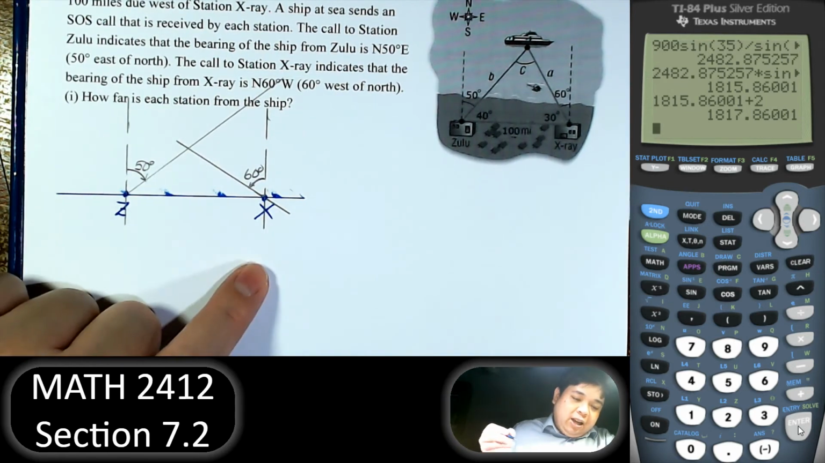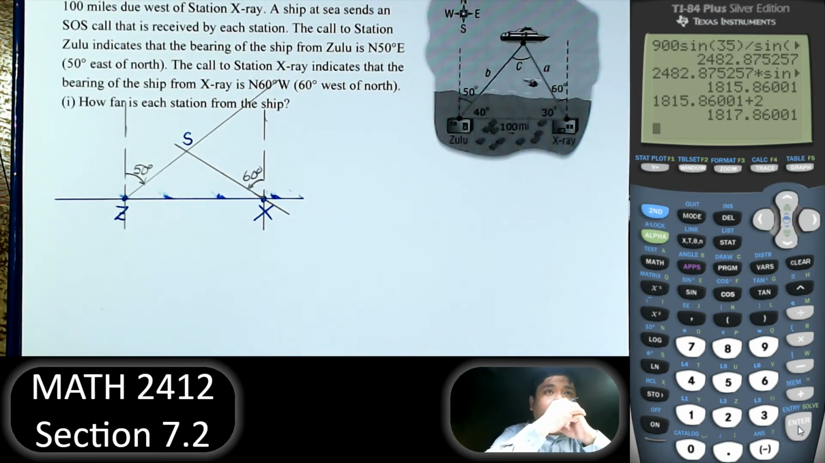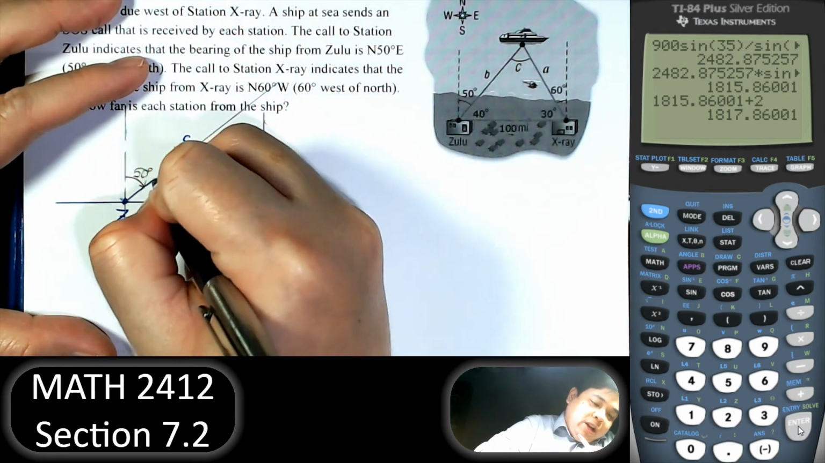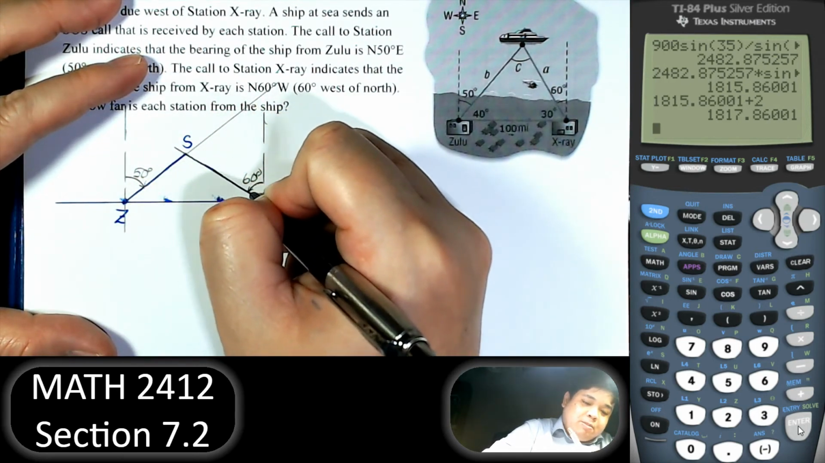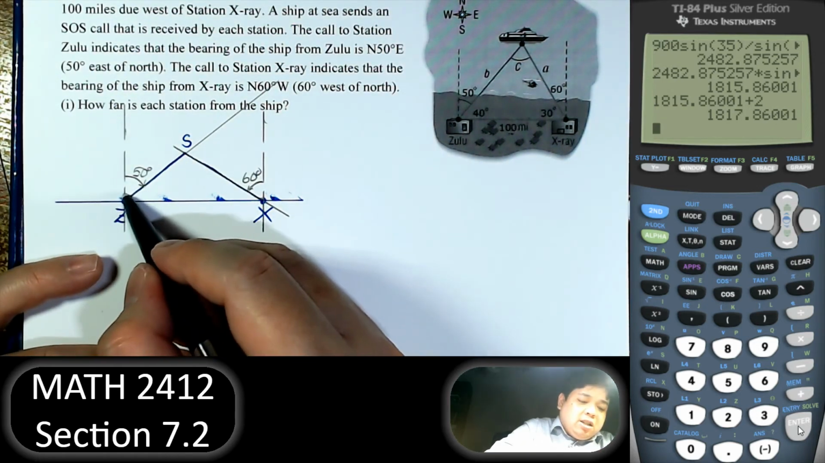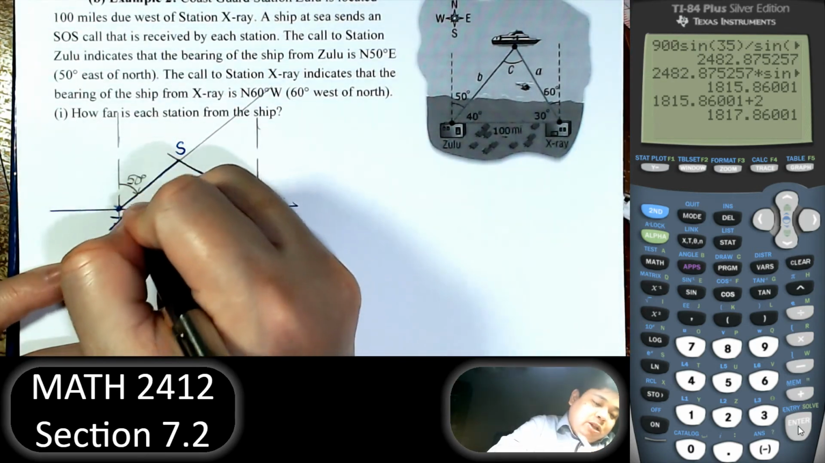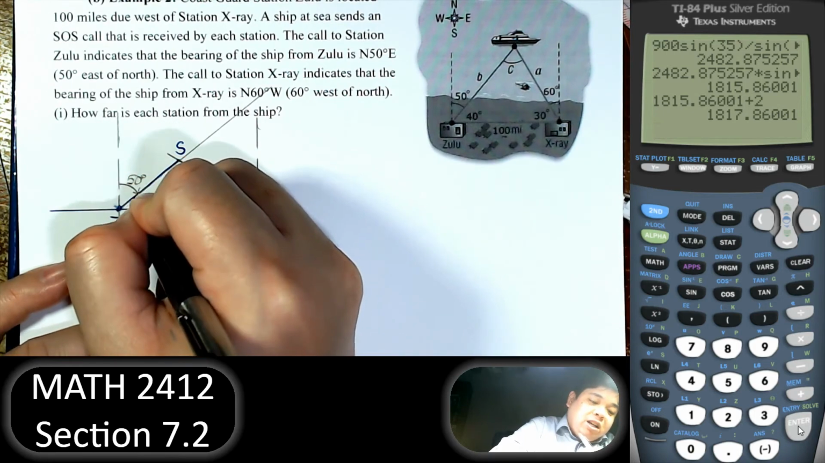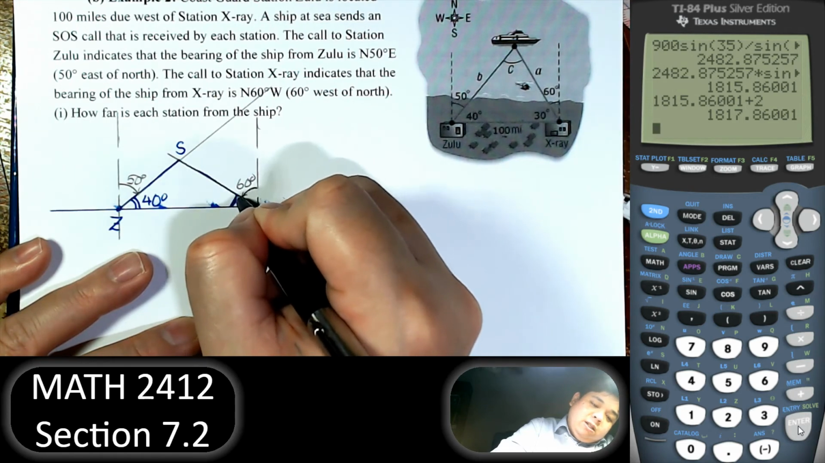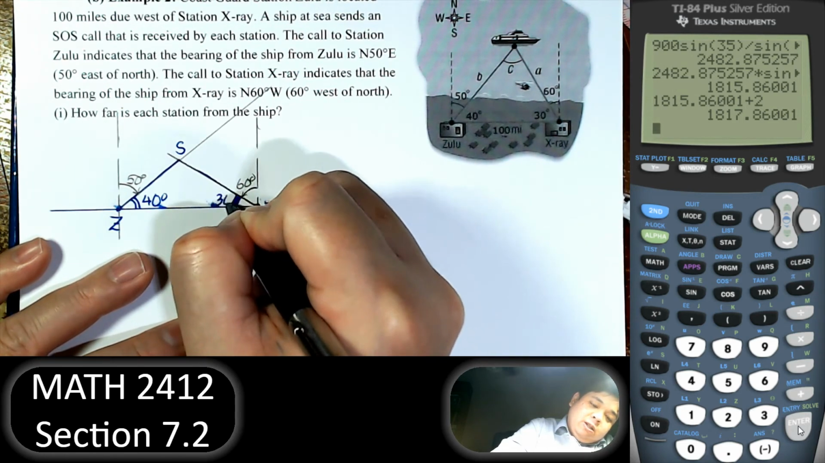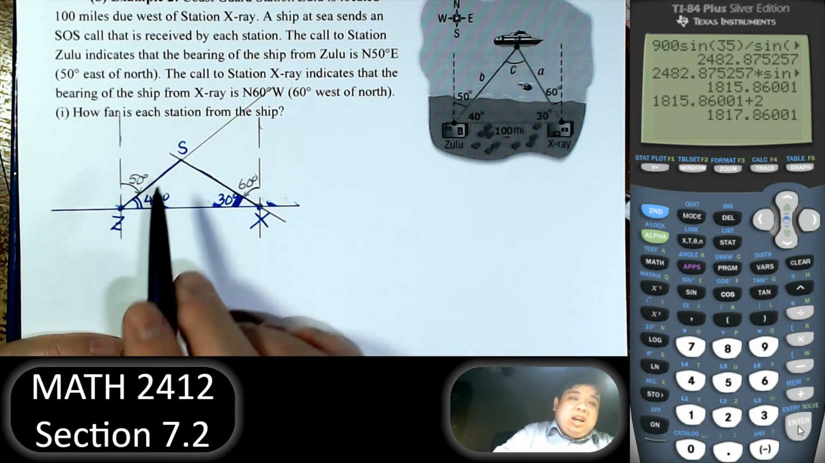Right, so Z, X, let the ship be S. Now we have the triangle S, X, and Z. That's alphabetical order like that. Now this is a 90 degree angle from north and east side. So we subtract from 90 degrees. 90 minus 50 is 40 degrees, and 90 minus 60 is 30 degrees. So we have that. Of course, if this is 40 and this is 30, we can find S easily.